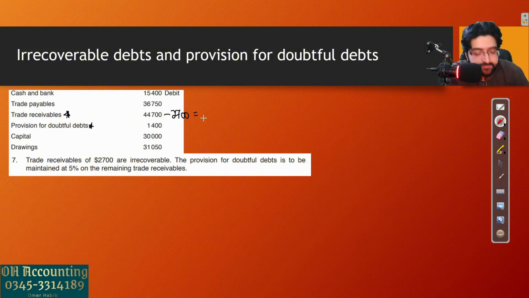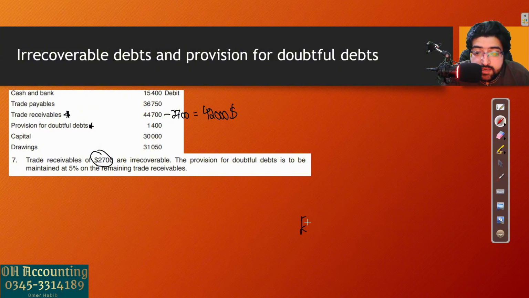So simply bring the amount of trade receivables down to what you're actually going to receive from them: 44,700 minus 2,700. So my actual trade receivables are worth $42,000 now, right? Because I know this is irrecoverable. I cannot receive this money from them. So I will adjust this and make the amount accurate, which is what I have to receive from trade receivables now. Okay, so where should this 2,700 go?